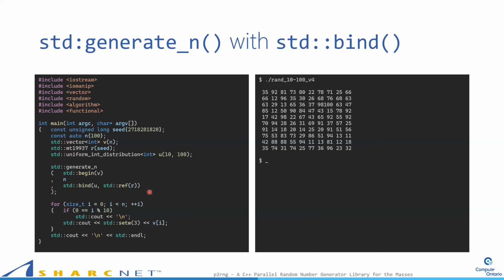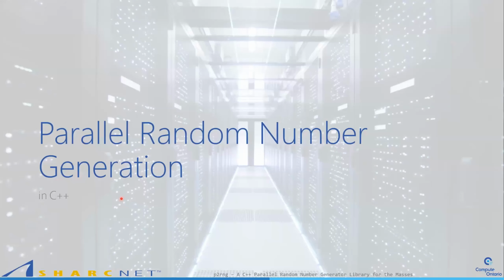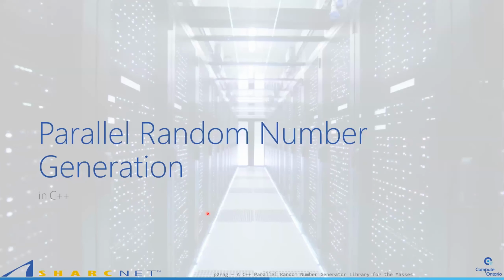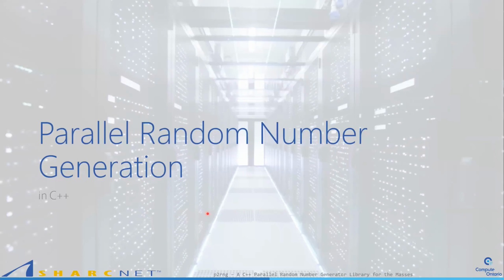But there is yet another way with the standard std::bind function. Here are the changes. You only need to include the header functional, and then replace the lambda with a std::bind, which binds the distribution and also the engine. But for passing the engine as a reference, we need to use another STL function called std::ref, also defined in functional, to pass the reference. And we get the same numbers. So this is our initial serial version of our program.